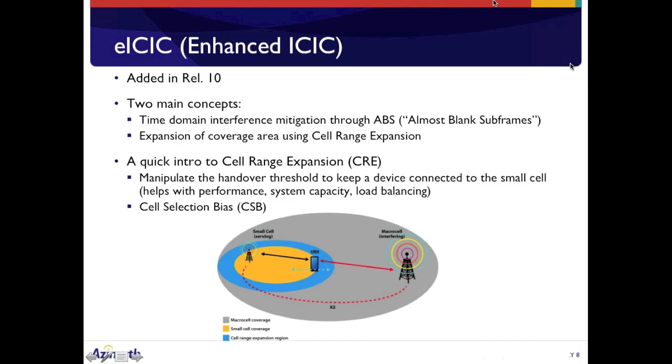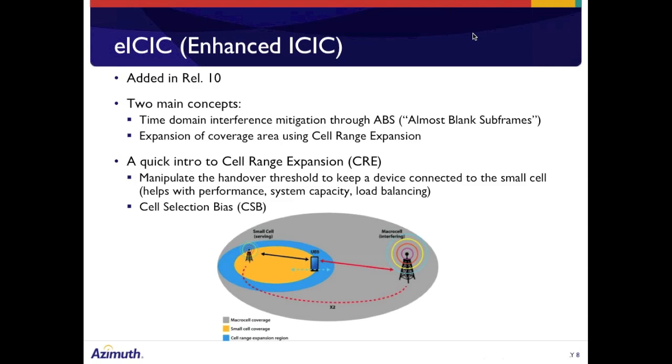Current rules before cell range expansion would be that whenever one cell has a larger power than another, the handset would hand over to that stronger cell. Well, if you do that with small cells, then your small cell coverage areas are actually quite small, simply because of the power ratios between the macro and the small cell, where we're talking about a difference in the 15 to 20 dB range.